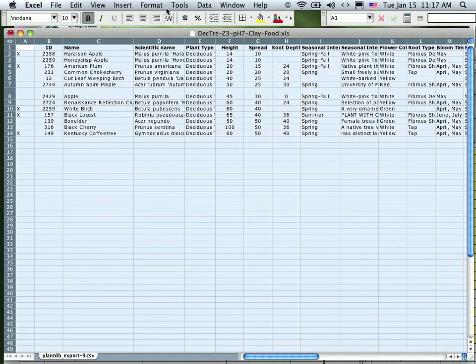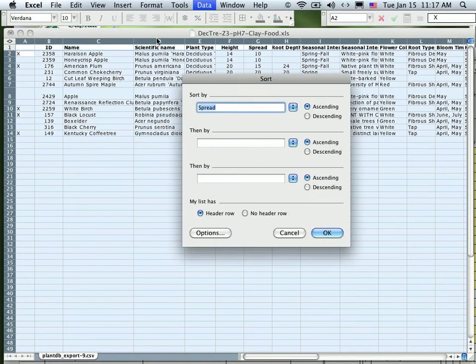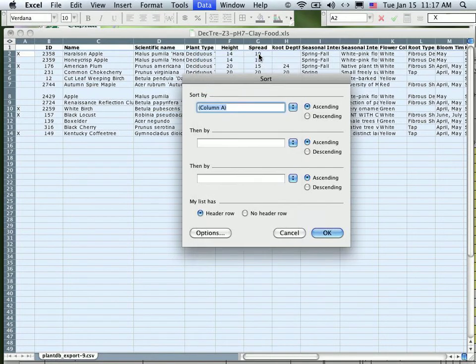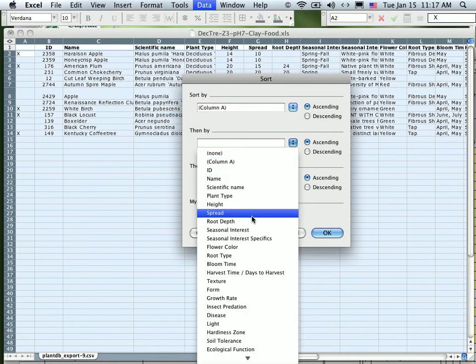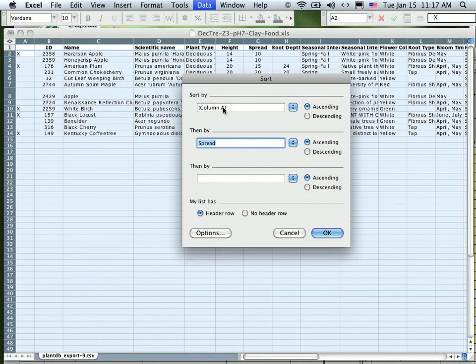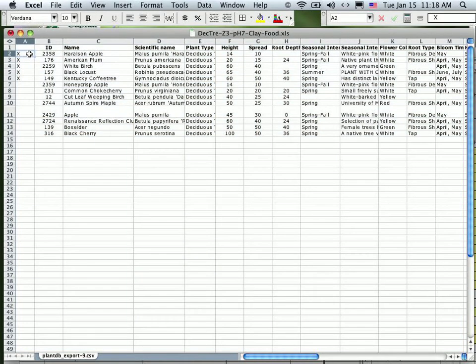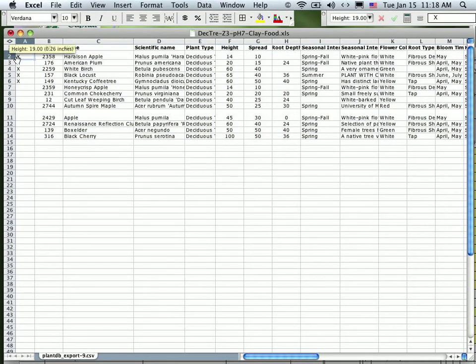So now I can go back and sort. And we'll use column A as our first sort. And these are already in order of spread, but we'll use that anyway to make sure that we don't lose that. So first it goes by order of what we've picked, and then by order of spread. And we click OK. Now all the plants that we chose to work with are at the top by order of spread, and that makes it a little bit easier for us to work with.